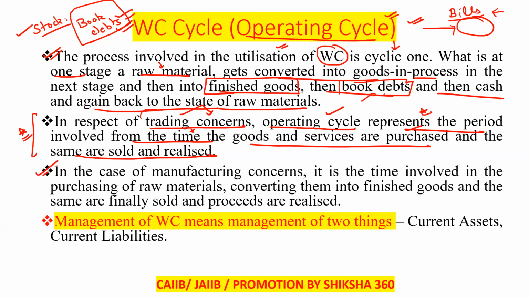But in the case of a manufacturing concern, how can we include that? It is the time involved in purchasing raw materials, converting them into finished goods, and the same are finally sold and the proceeds are realized. That is basically we will get the amount.